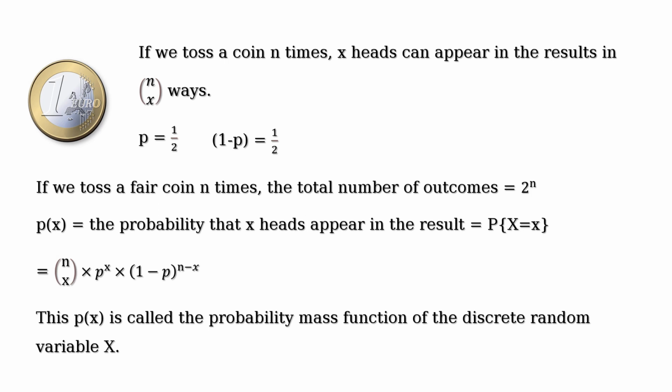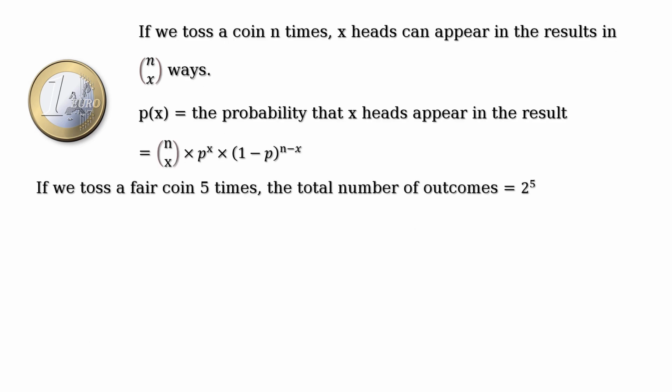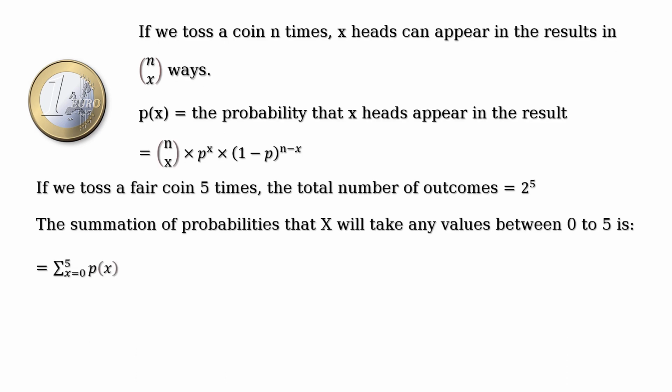Please note that if we toss a fair coin 5 times, the summation of probabilities that X will take any values between 0 to 5 is the summation over x equals 0 to 5 of Px. Here p is equal to 1 minus p is equal to half. So, if we do the calculation, then the summation over x equals 0 to 5 of 5Cx into 1 by 2 to the power x into 1 minus 1 by 2 to the power 5 minus x will be equal to 1.